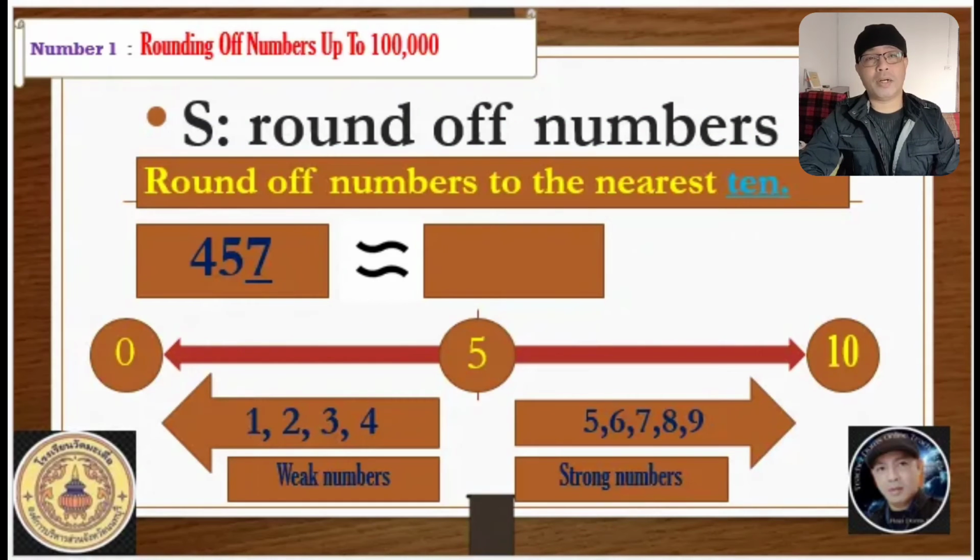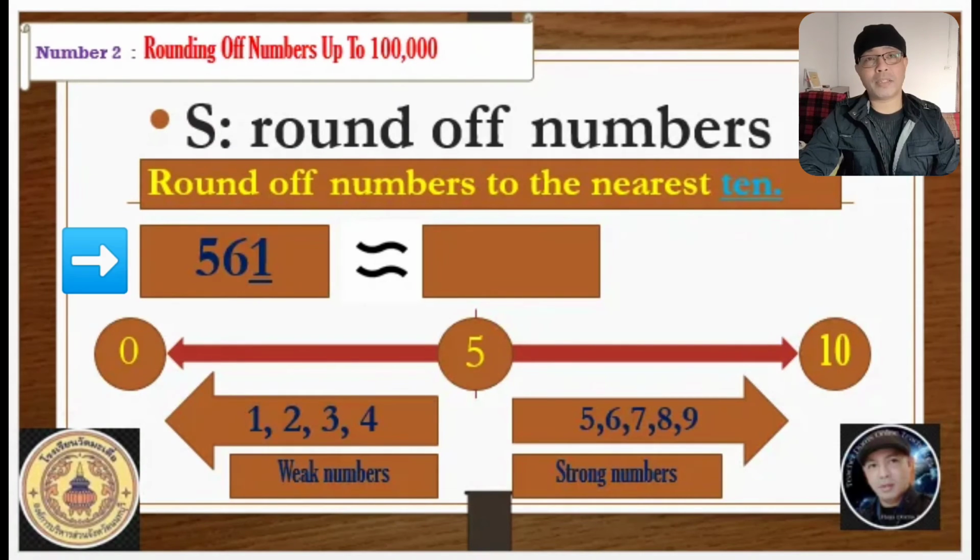Now let's start with practice test number 1. Round off numbers to the nearest 10, 457. Practice test number 2. Round off numbers to the nearest 10, 561.